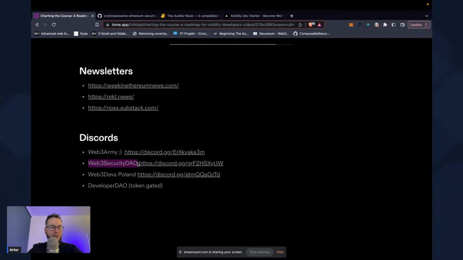Then there is a new initiative called Web3 Security DAO. I think this community looks really good, and there are really nice resources and nice people from the auditing world there. I think the developer role and the auditing role are quite similar, right? Because I cannot imagine being a good auditor without a good understanding of Solidity and how smart contracts work. So it's really important to have knowledge from the programming side and from the security side.